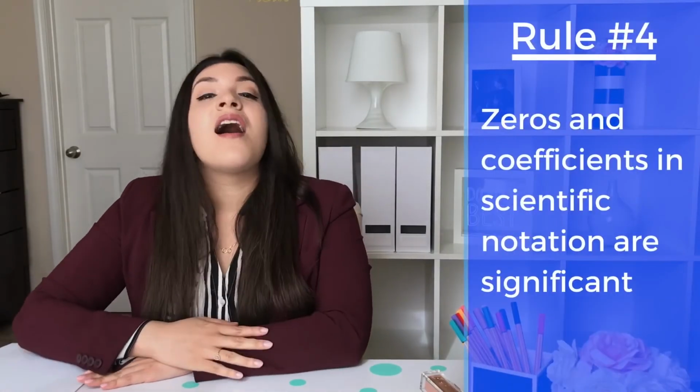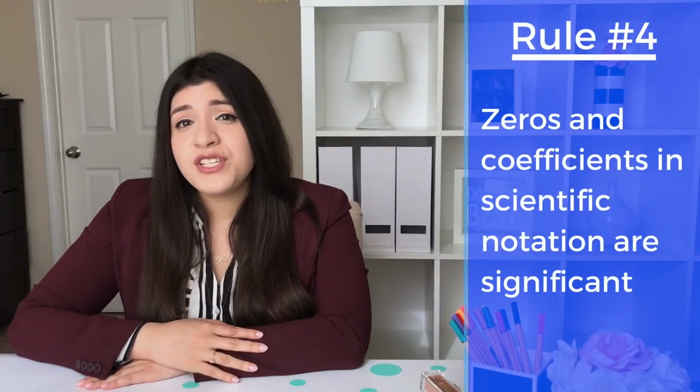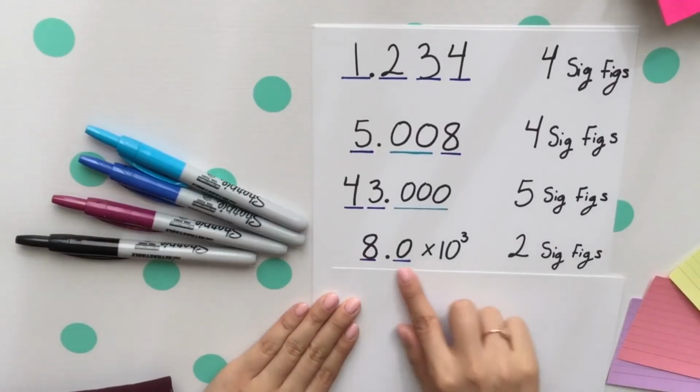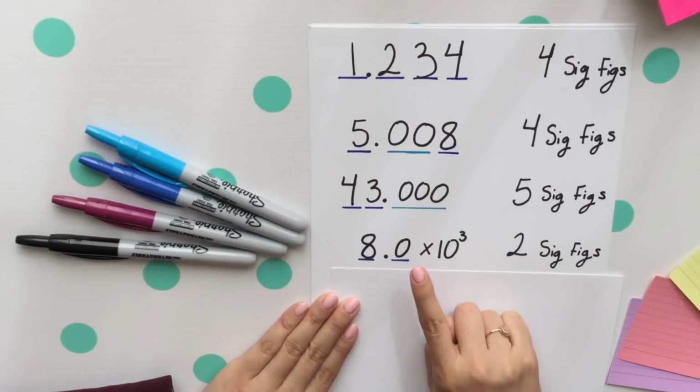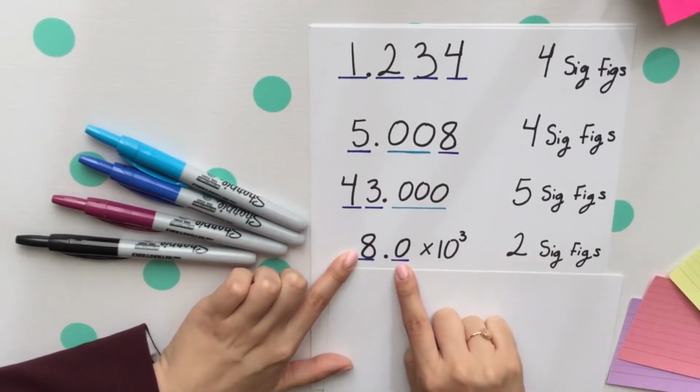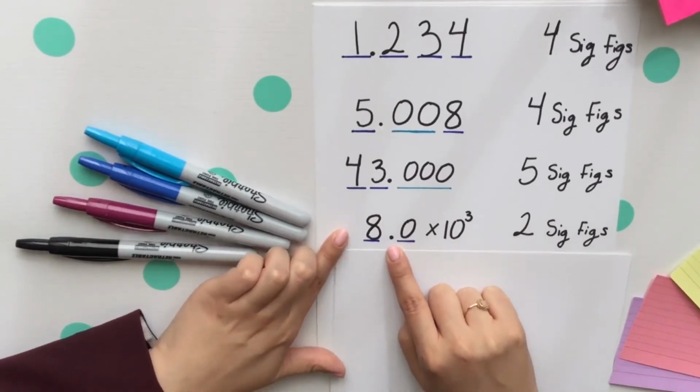Rule number 4, any zeros in coefficients in scientific notation are significant. Notice we have our scientific notation with something being multiplied by 10 to some sort of power. This 8 and this 0 are significant.